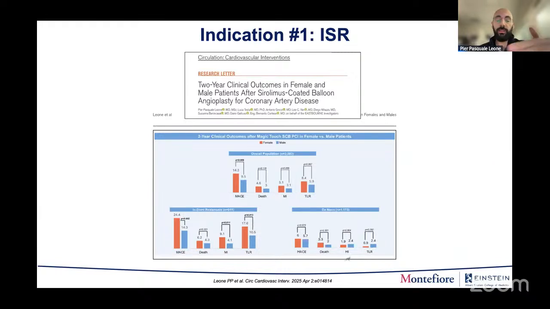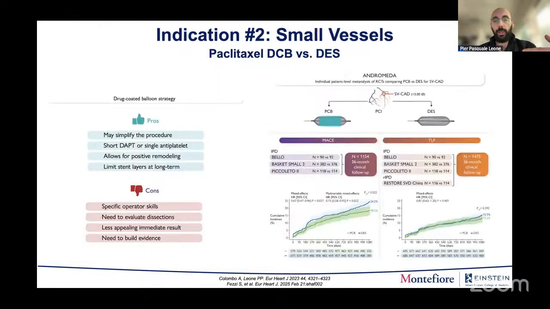This is some data just recently that we looked at, differences between sex, so males and females, and apparently just like also in drug-eluting stent implantation, females do appear to have higher risk of target lesion revascularization, especially after ISR and DES. But I think this slide, and maybe if you go back, Dr. Latib, finish.